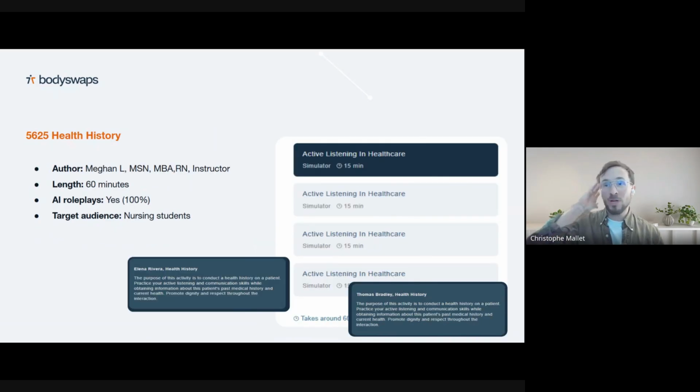Another example, this one in healthcare, much shorter, 60 minutes, but AI role plays are 100% of the pathway. And the pathway is simply 4 different examples of patients with different characters and backstory.